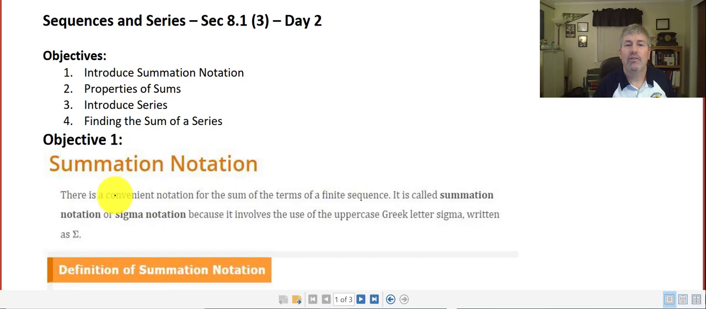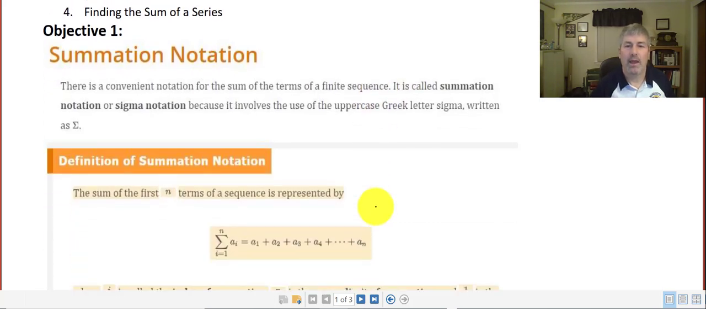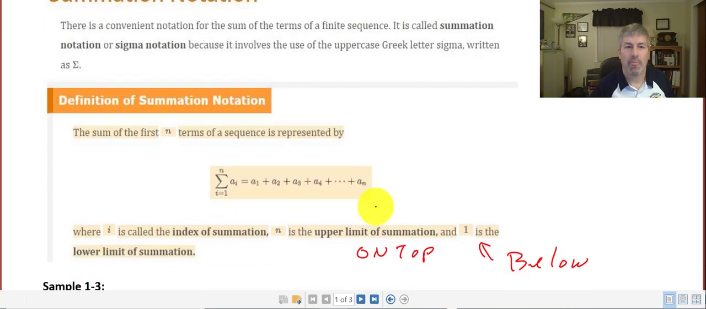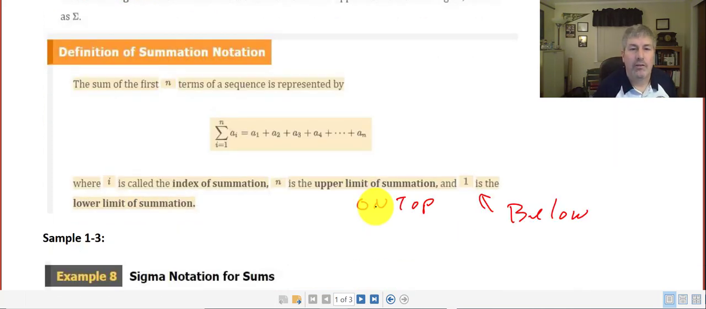There's a convenient notation for the sum of the terms of a finite sequence. It's called summation notation or sigma notation because it involves the use of the uppercase Greek letter sigma. So given our summation, we can represent the first n terms of a sequence by saying the sum from i equals 1 to n of a sub i equals a sub 1 plus a sub 2 plus a sub 3 plus a sub 4, etc.